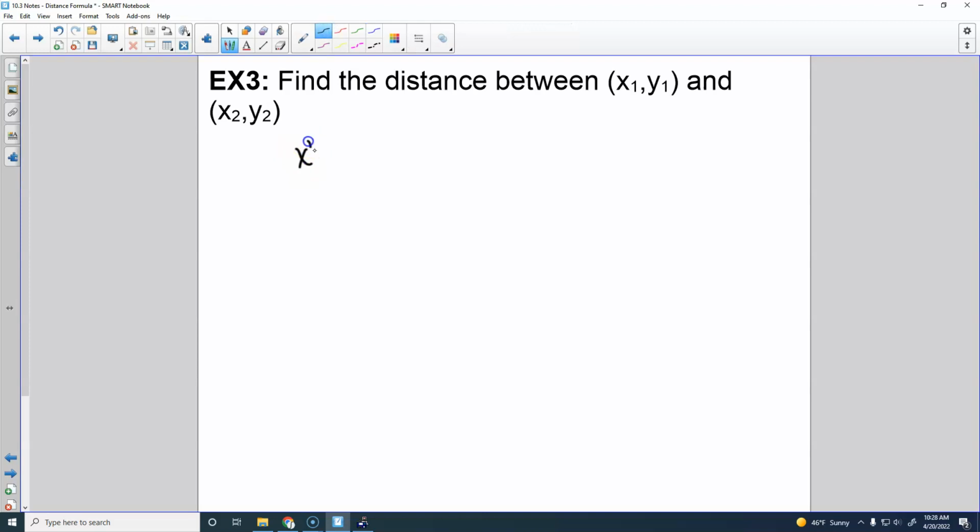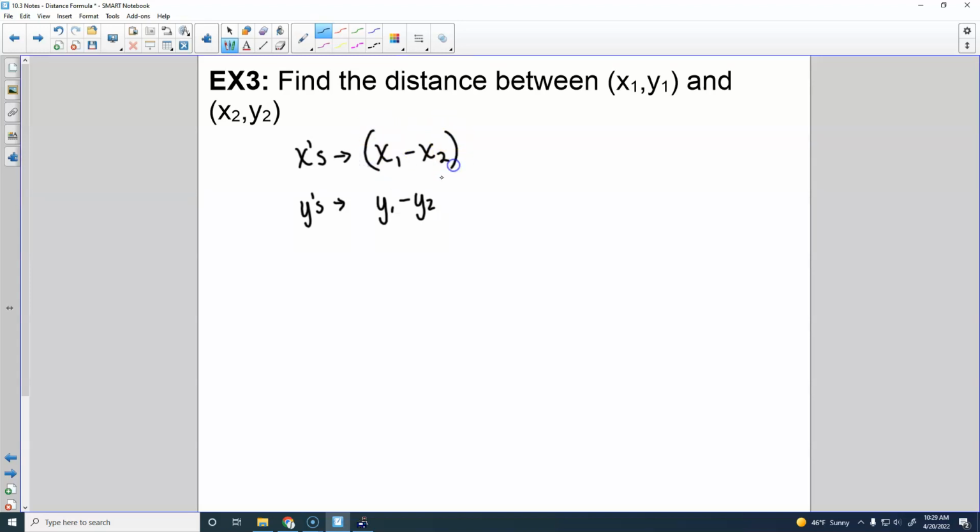So for our x's, we would just have x1 minus x2. Or if you want, you could do x2 minus x1. The order of those doesn't matter, right? Just like it didn't matter whenever we were doing the formula. And for my y's, I would do y1 minus y2. Again, that's just saying the first x minus the second x, the first y minus the second y. Those subscripts, that's all they mean there.